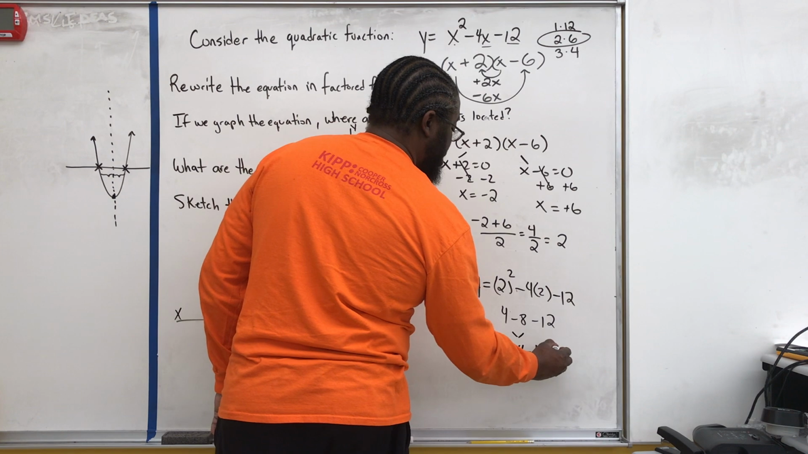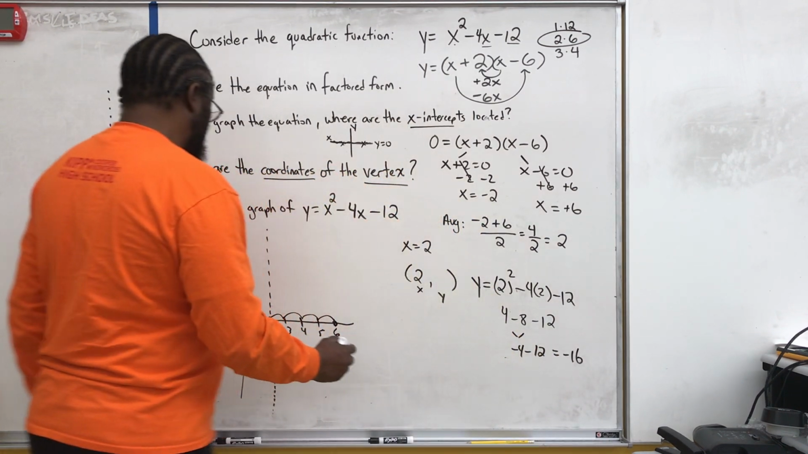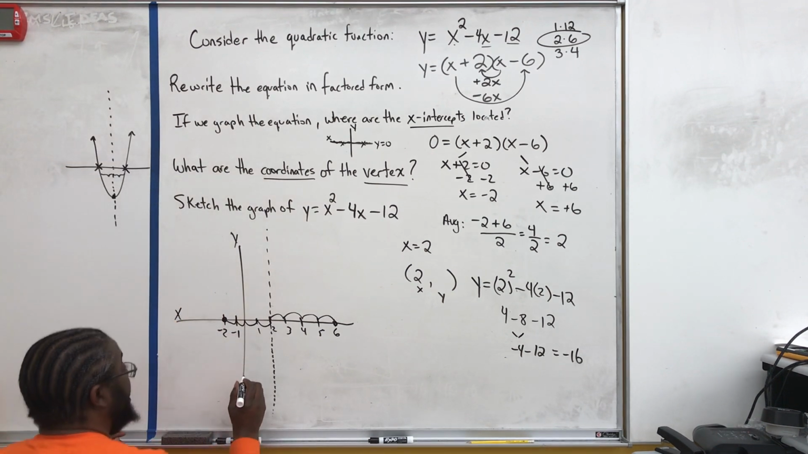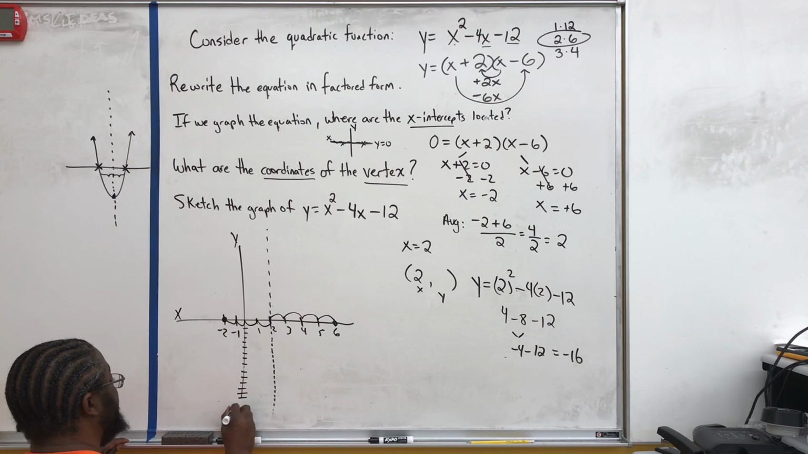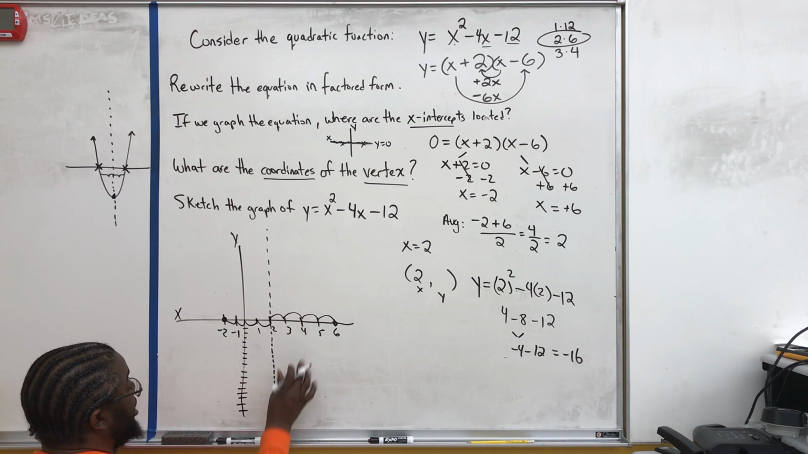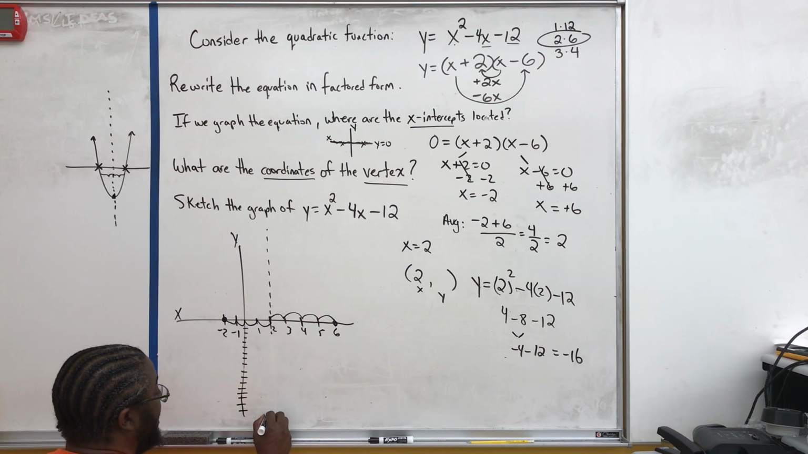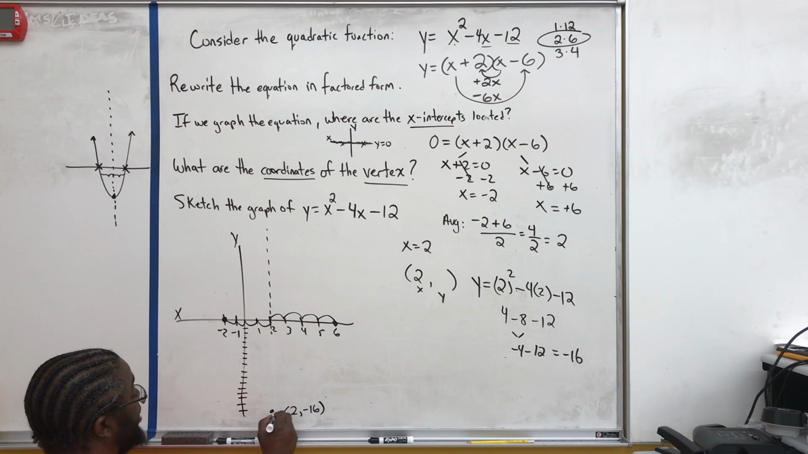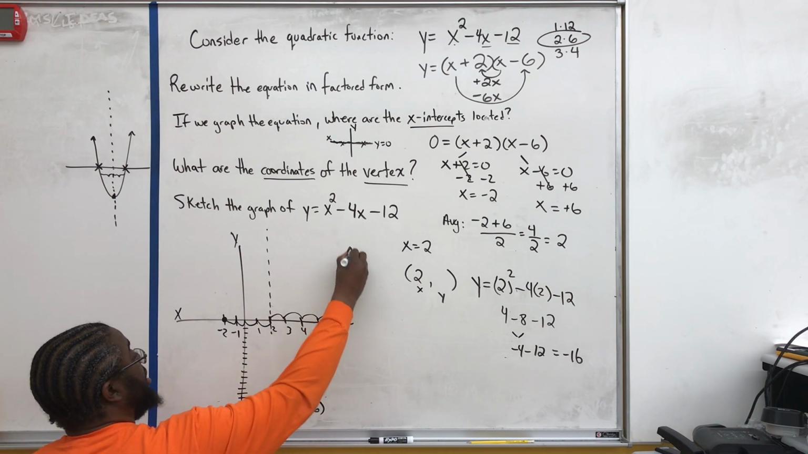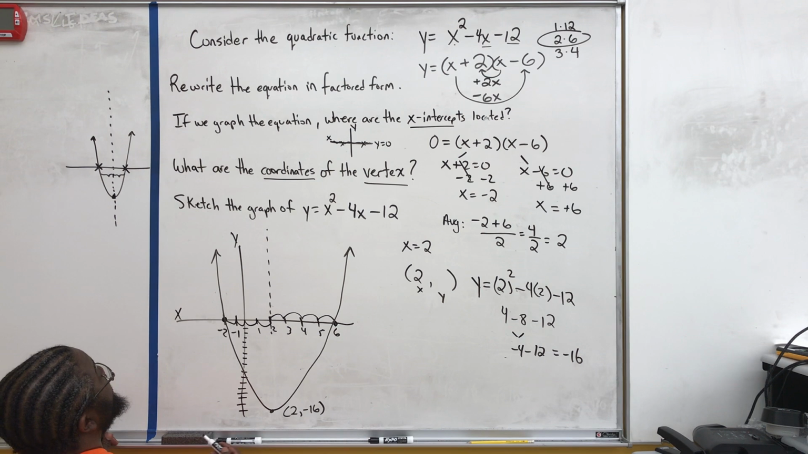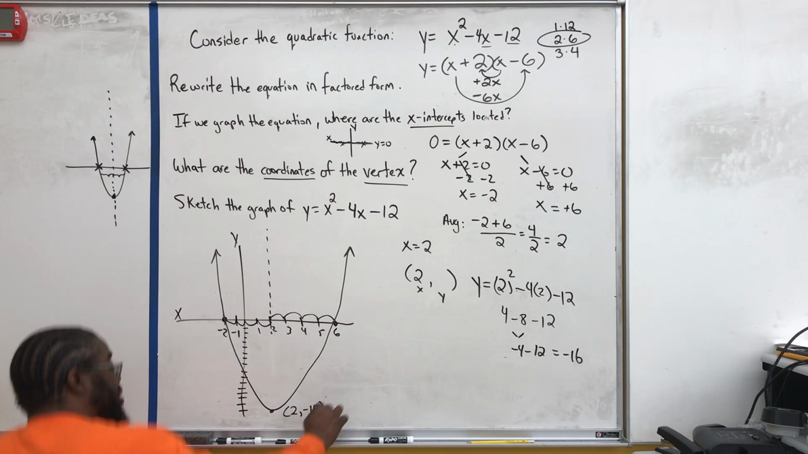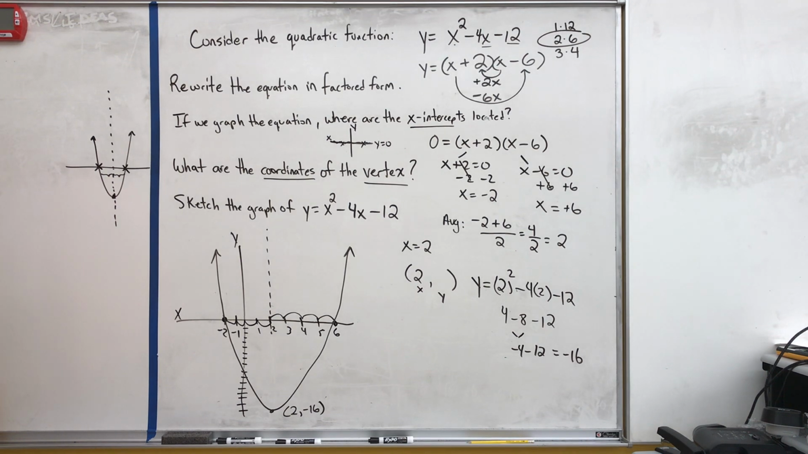Negative 4 minus 12 is negative 16. So I know that down here at 1, 2, 3, up to 16, obviously not very to scale, just a sketch, at 2, negative 16, this is where my vertex is. So my parabola is going to swing up through 6, swing up through negative 2, and there's the sketch of our graph. Not the prettiest parabola, but the math is all right.